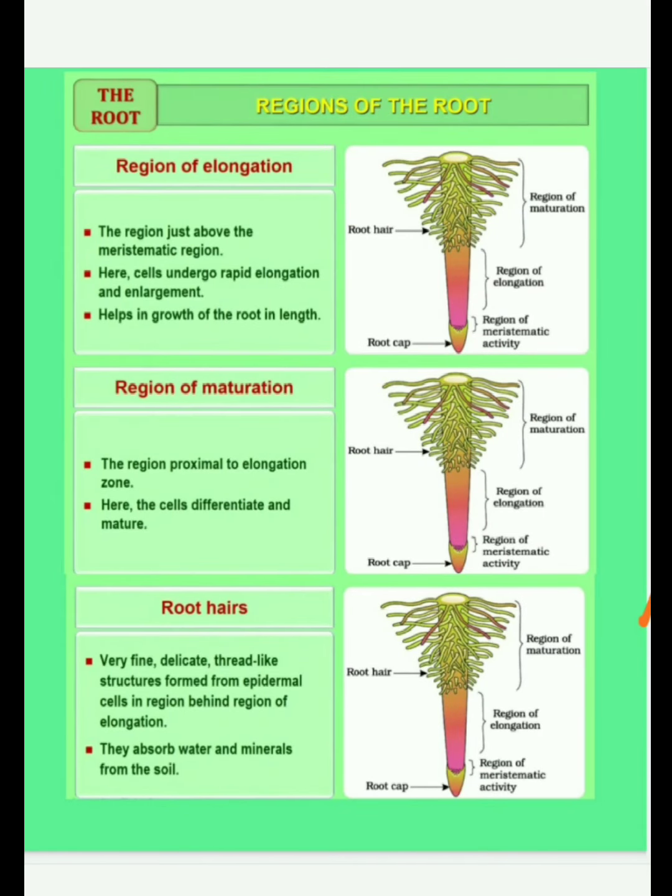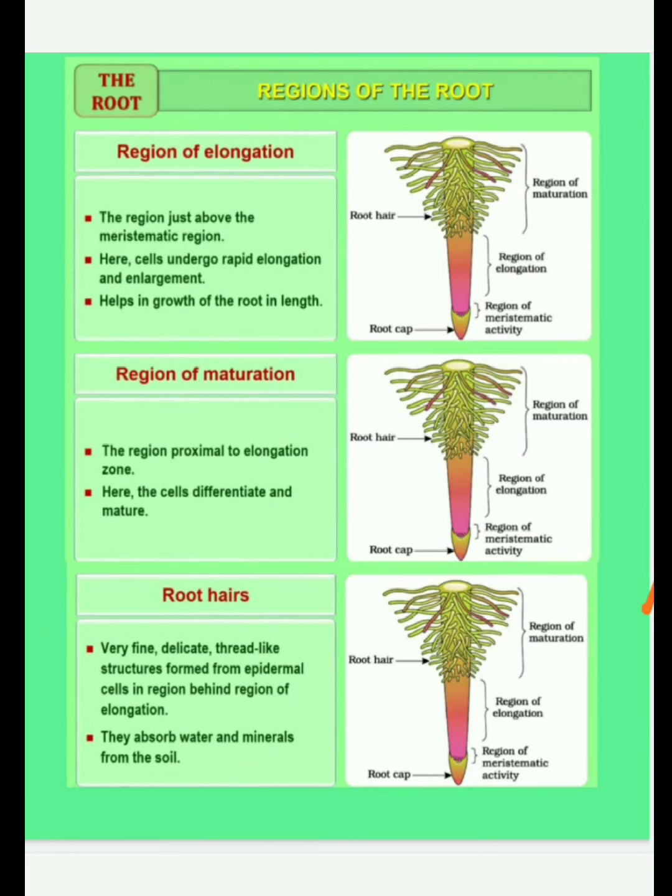The last thing we have to discuss here is root hairs. Root hairs are very fine, delicate, thread-like structures. Here you can see the root hairs, formed from epidermal cells in the region behind the elongation. This is the region of elongation, and above it we have the region of maturation. From the epidermal cells, thin thread-like structures arise and they are called root hairs. What is the function of these root hairs? They absorb water and minerals from the soil.